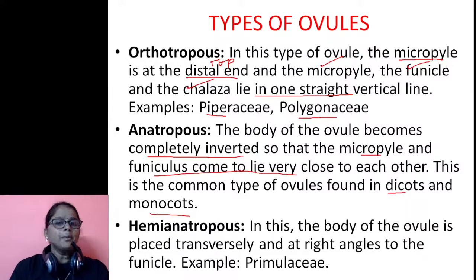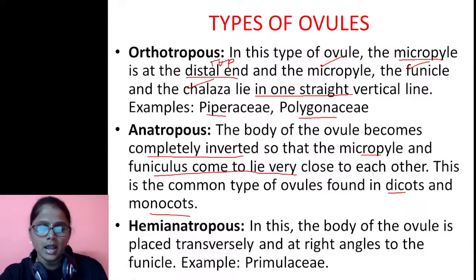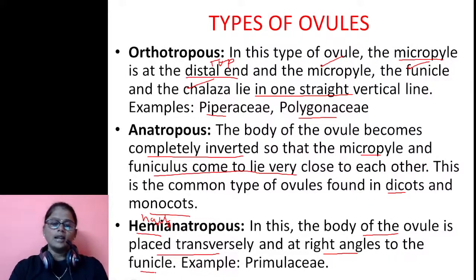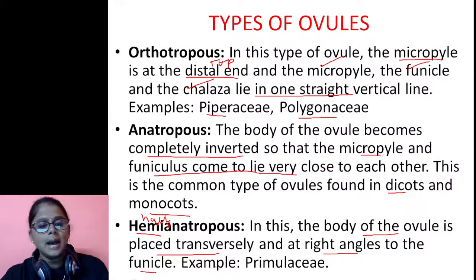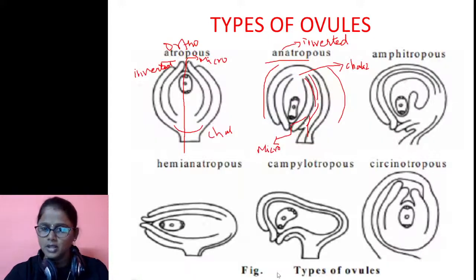And the third type of ovule is called hemianatropous. Hemi means half. So half anatropous. Here the body of the ovule is placed transversely at a right angle to the funicle, so perpendicular at the right angle they will be. The example for this type of hemianatropous is Primulaceae. Okay, we will see.